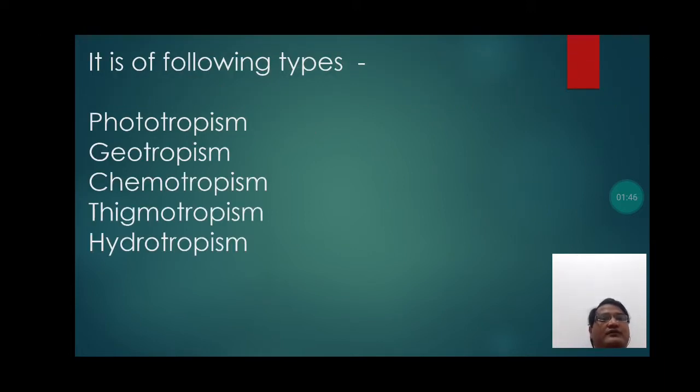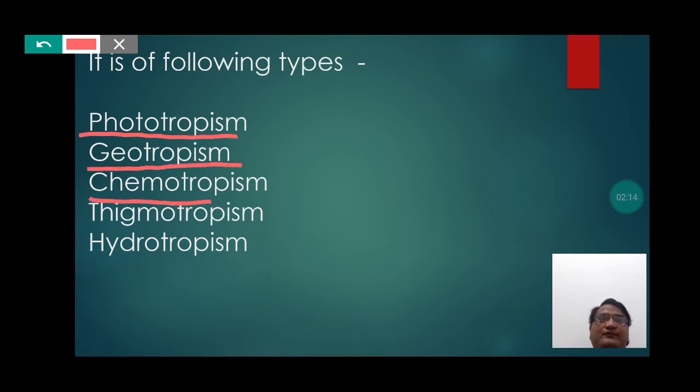It is of the following types: phototropism, geotropism, chemotropism, thigmotropism and hydrotropism. So students, the following are the different types of tropic movements, which are phototropism, geotropism, chemotropism, thigmotropism and hydrotropism.